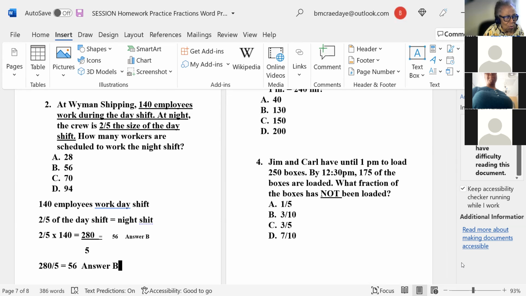No. Let me read. How many work during the day? 140. How many work during the night shift? And two fifths. I didn't say fraction, Maureen. How many workers are there on the night shift? Oh, I got it. Let me do it. Mental math. 196. Yes. It just hit me.